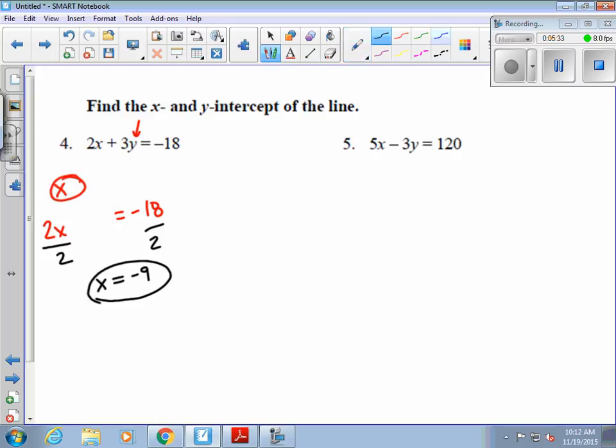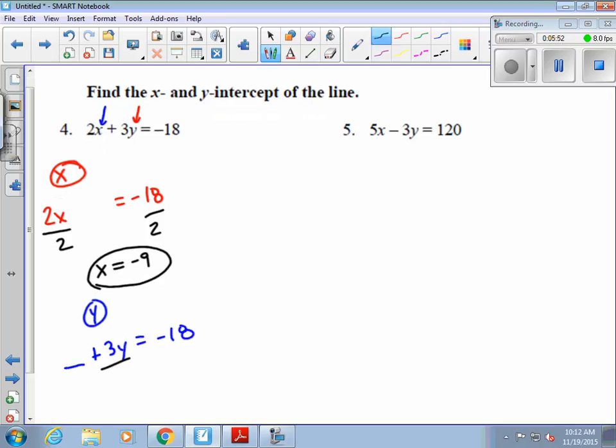In order to find your y-intercept, you're going to plug in 0 for the opposite one, x. So 2 times x will be like 2 times 0, which will eliminate that, plus 3y equals negative 18. Again, in order to get y's value, divide by 3. When you do it to one side, do it to the other side. y equals a negative divided by a positive is a negative. 18 divided by 3 is 6. So there is your x-intercept negative 9 and your y-intercept negative 6.